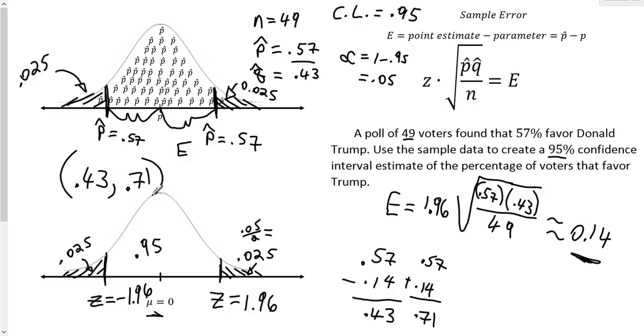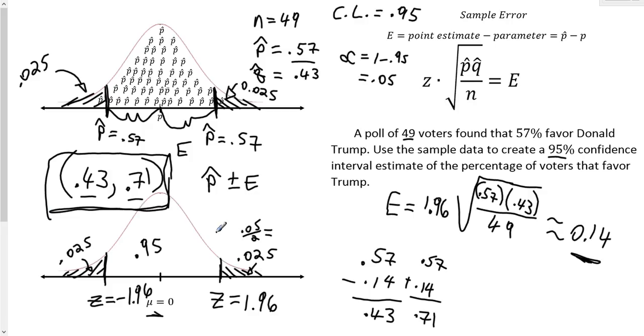So if I'm going to have an upper bound for my p hat, it is going to be 0.71. So what I've basically done there is I've taken p hat and I've added and subtracted the margin of error E. When I subtracted the margin of error, I got 0.43 as a lower bound. And when I added it, I got 0.71 as an upper bound. So this is my confidence interval estimate for the population proportion, meaning I expect the population proportion to be somewhere between 43 and 71% for Donald Trump supporters.